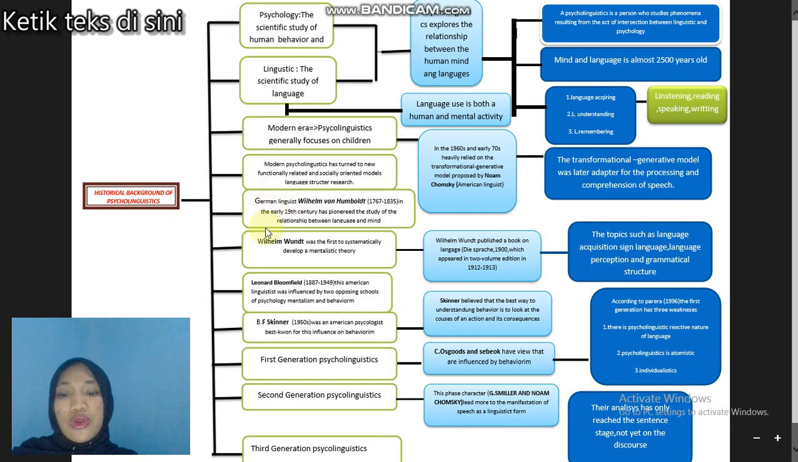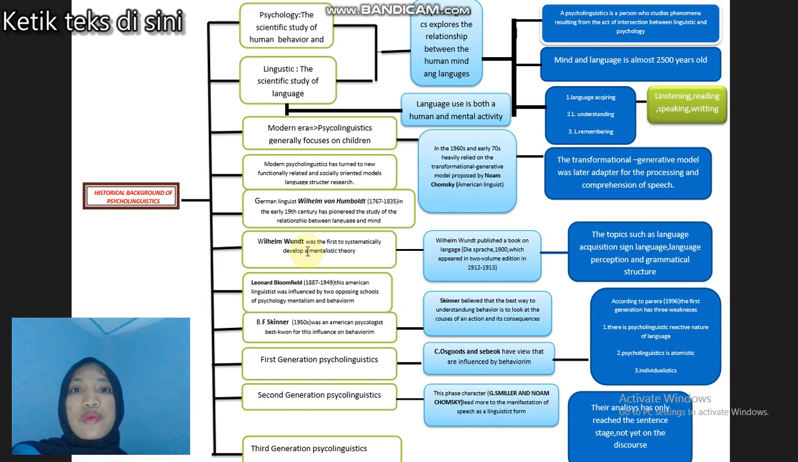The German linguist Wilhelm Wundt was the first to systematically develop a mentalist theory. Wilhelm published a book on language, Die Sprache, in 1900, which was expanded into a volume edition in 1912 and 1913. The topics included language acquisition, psychology of language, language perception, and grammatical structure.